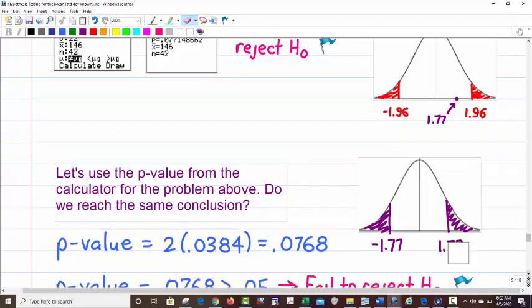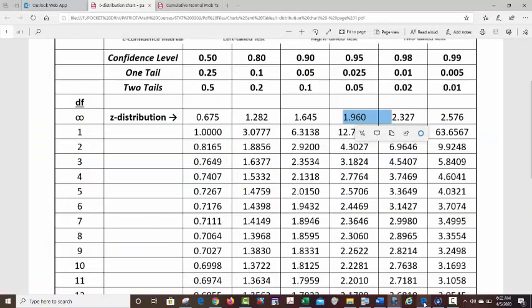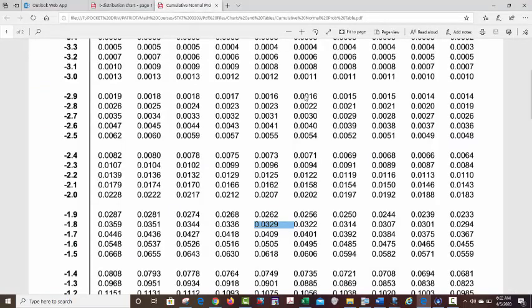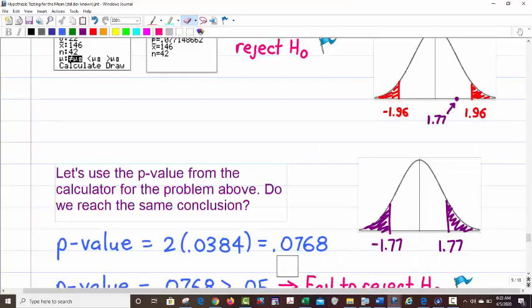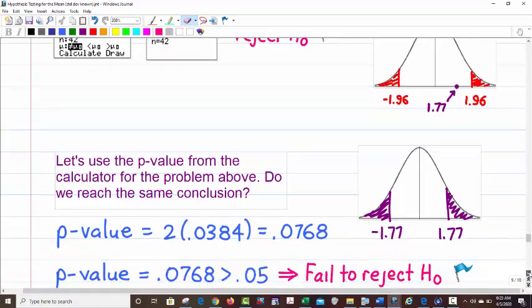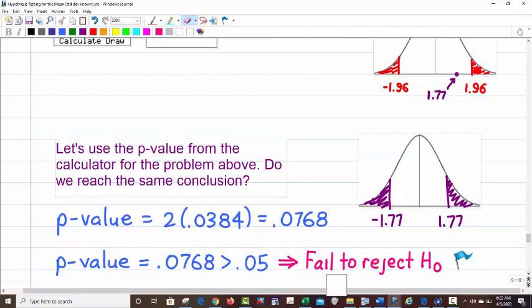Now here's the p-value. I did the p-value already in the calculator, but if you did it using this method, it would be shaded on both ends, and you would look up negative 1.77 on the chart, which is 0.384. But because it's a two-tail, we would double. So 2 times 0.384 is 0.768. And it yields the same conclusion, like it's supposed to. 0.768 is greater than 0.05. We fail to reject the H0.